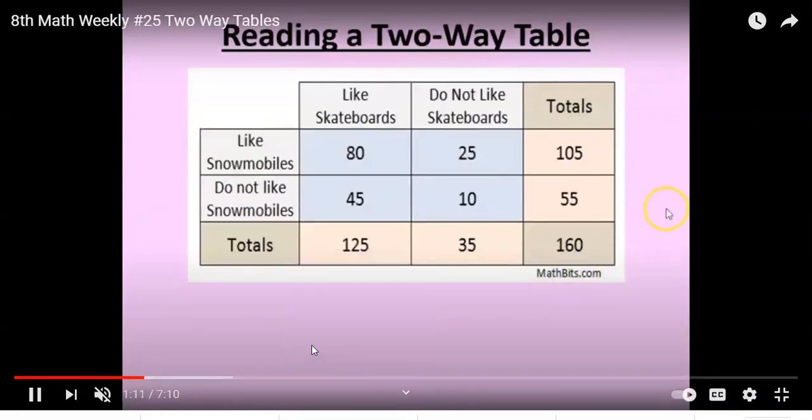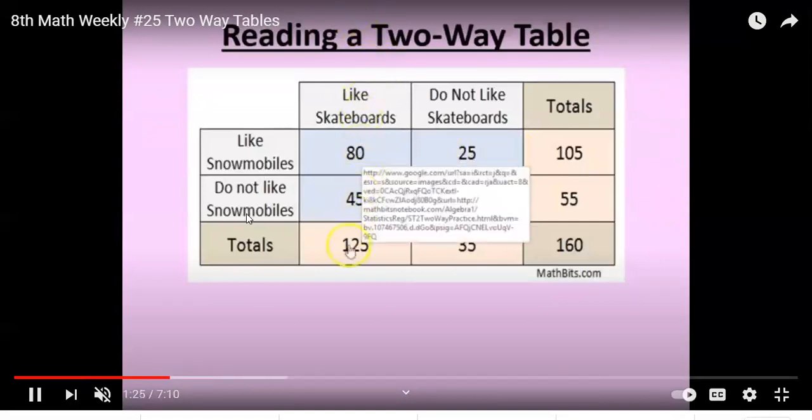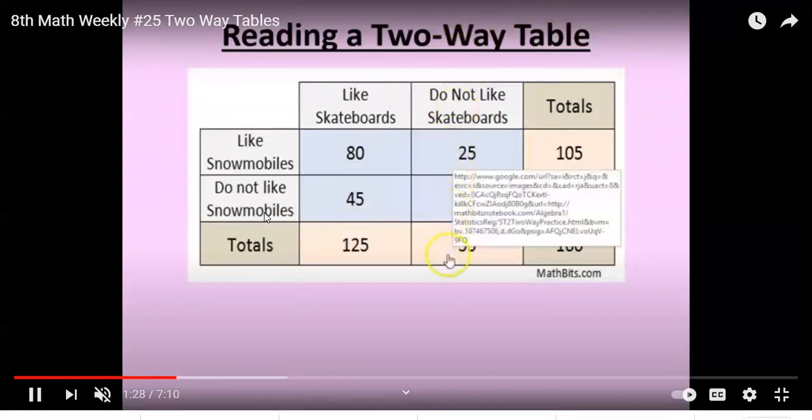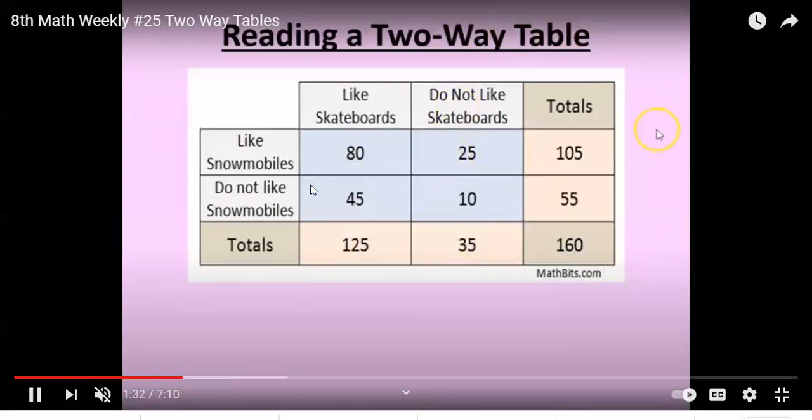In this table, we have different information, and we can recognize from the table that we have students who like skateboards and students who don't like skateboards, who like snowmobiles and who don't like snowmobiles. Then if we talk about this rectangle, it is like skateboard and don't like snowmobiles. This one is the intersection between those two, like and like. This one is don't like skateboard and like snowmobiles. And this one, 45, is like skateboard and don't like snowmobiles, and so on.